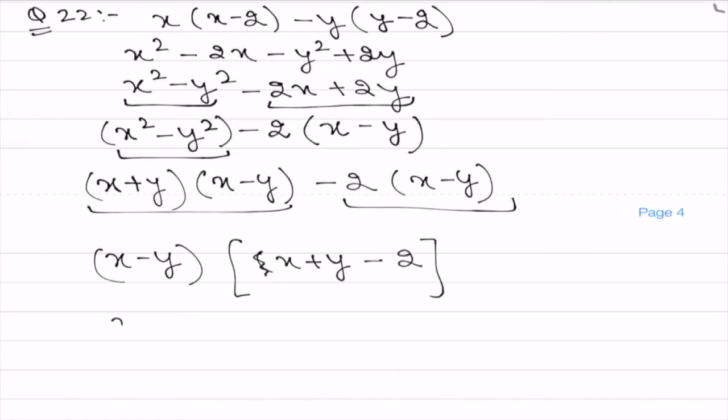So, the factors are x minus y into x plus y minus 2. So, these two are the factors of the given expression. Next question is question number 14. 2 into x minus 3 whole square minus 32.